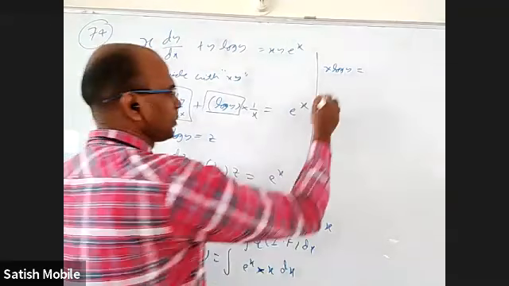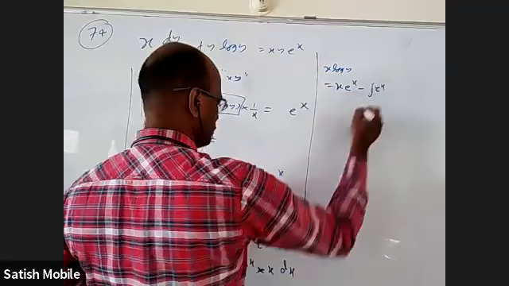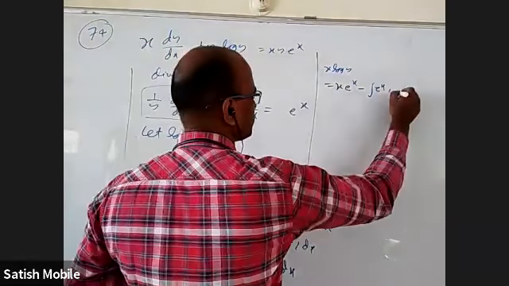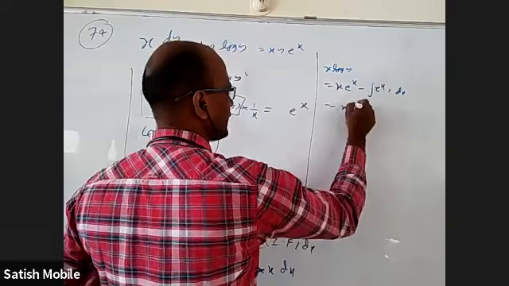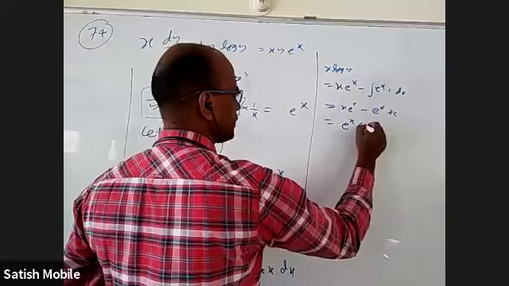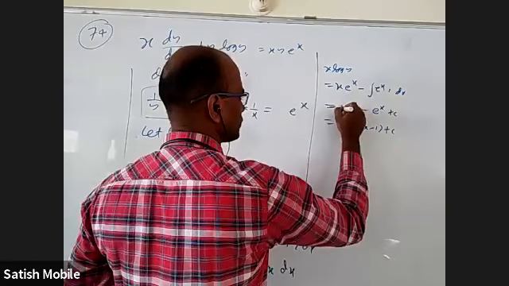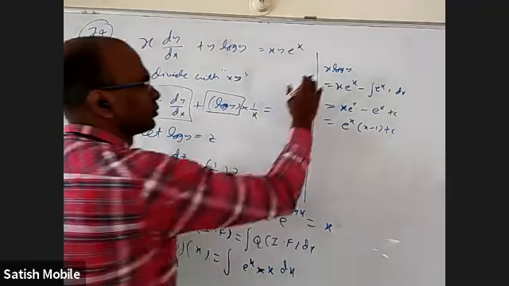So now when you apply by parts for this, x into e power x: the integral is e power x, minus e power x into the derivative of x, which is 1. That is x e power x minus e power x plus c. That is e power x into x minus 1, plus c. All right.